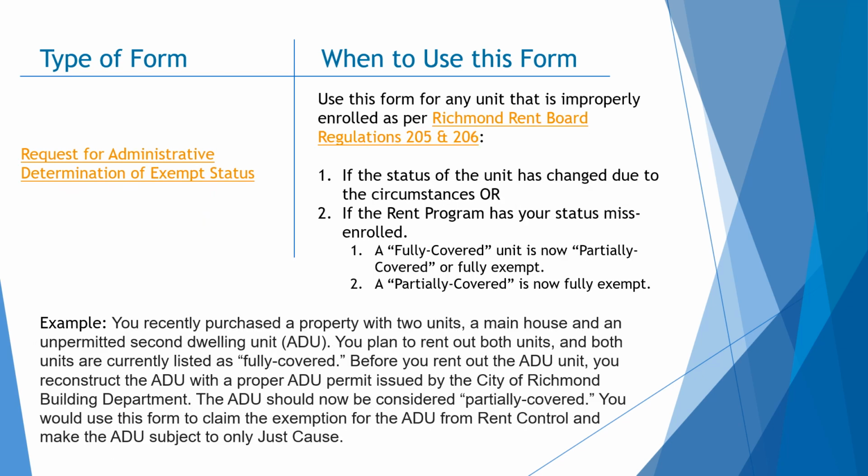The fourth form is called the Request for Administrative Determination of Exempt Status. This form would be used to change the status of any unit in which the circumstances of that unit have changed or in which the rent program has the status misenrolled.